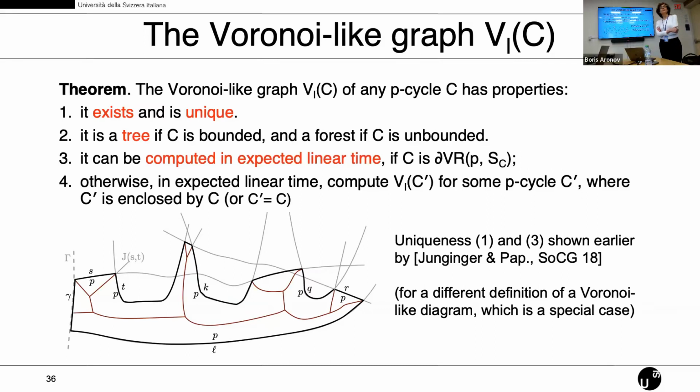Sorry? When you say expected time, I'm not sure. It could be any interpretation of expected. Yes, it's randomized. It's a randomized incremental construction. The time complexity of the algorithm is not linear in the worst case, but if we randomize the order in which we handle the algorithm, the time complexity is expected to be linear.